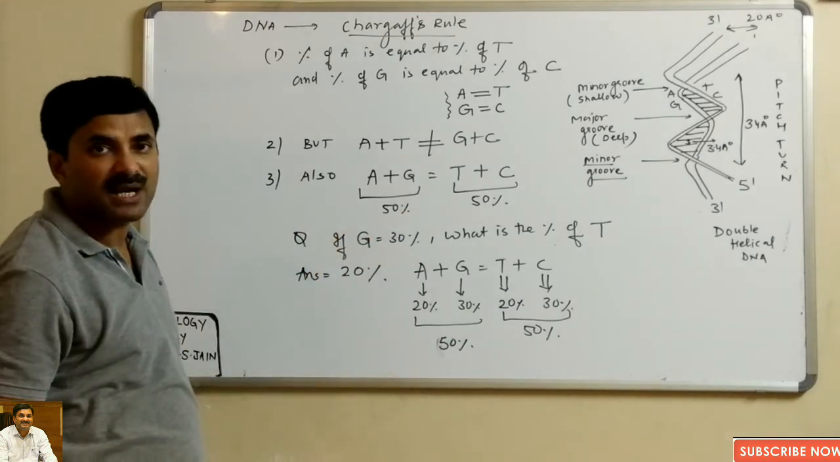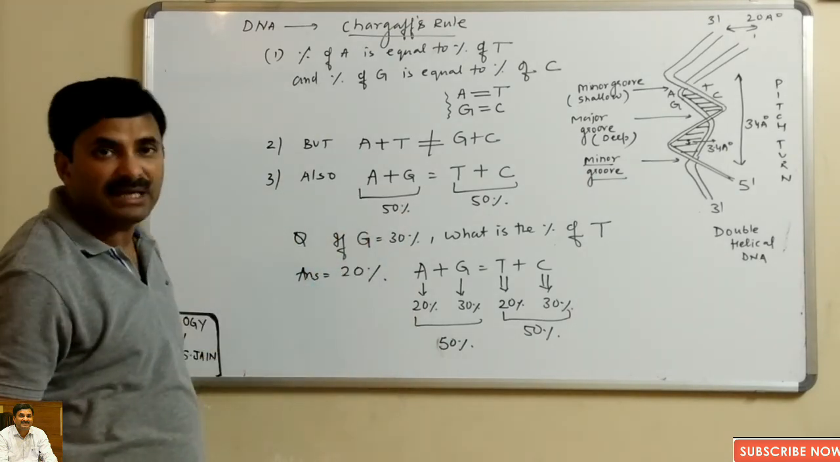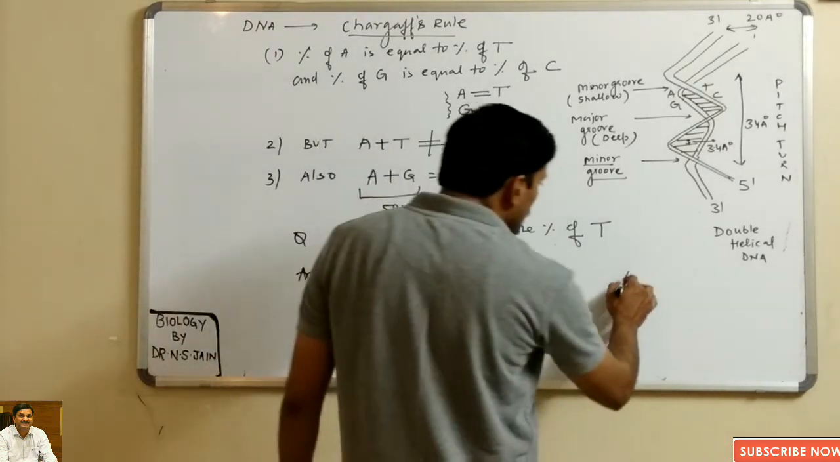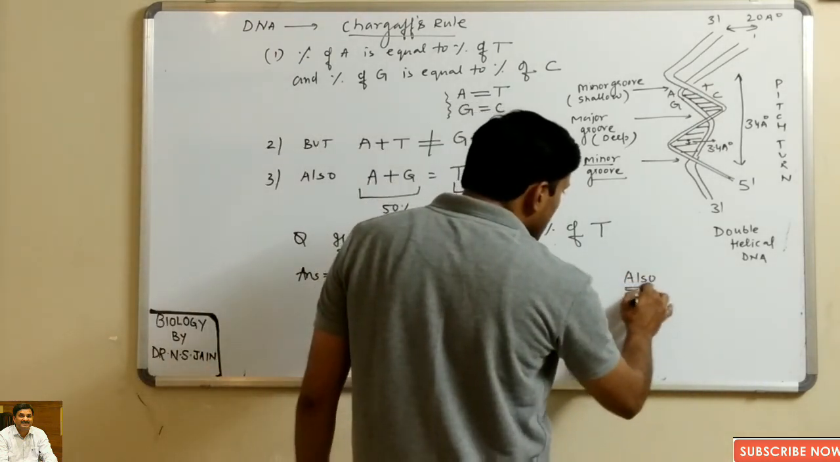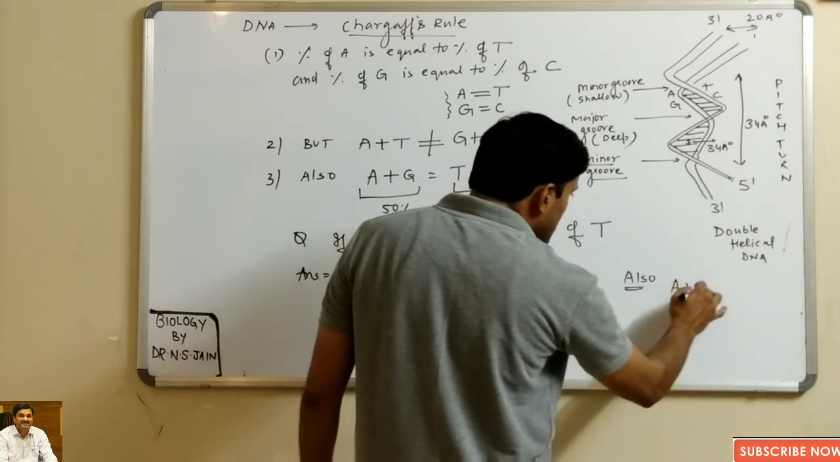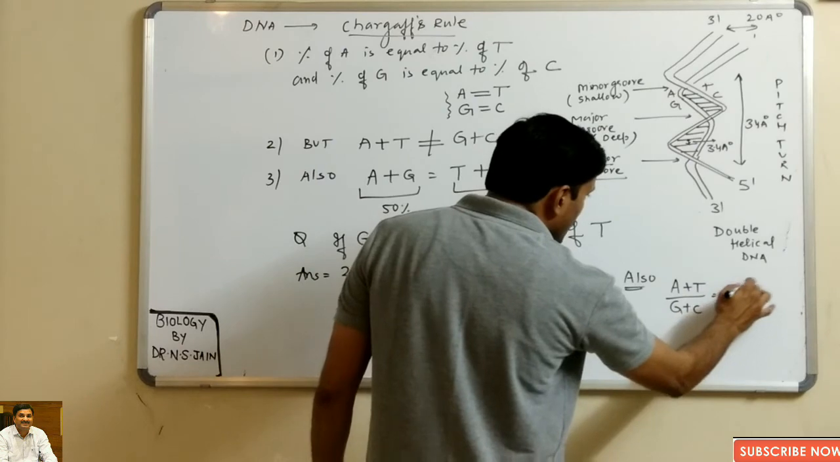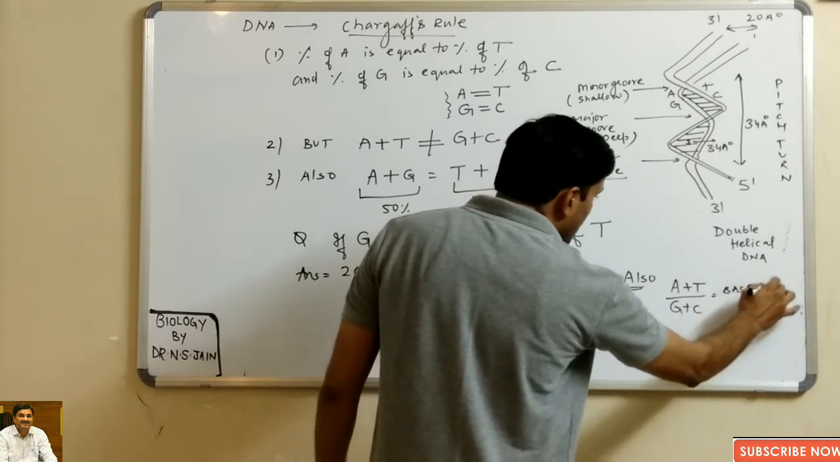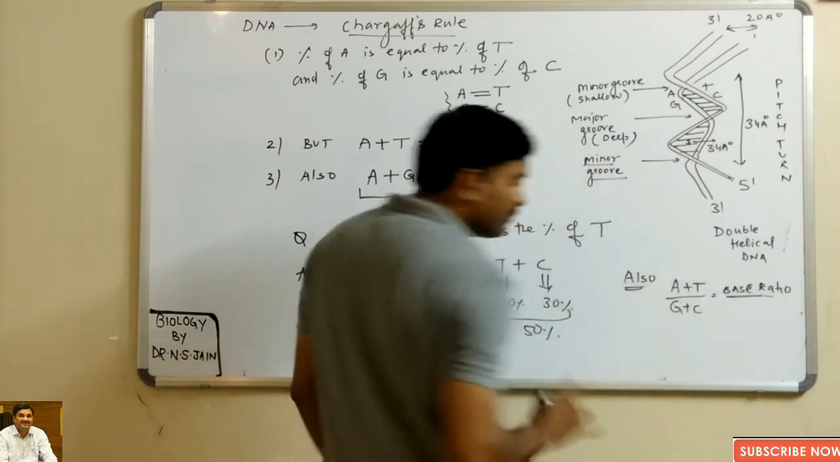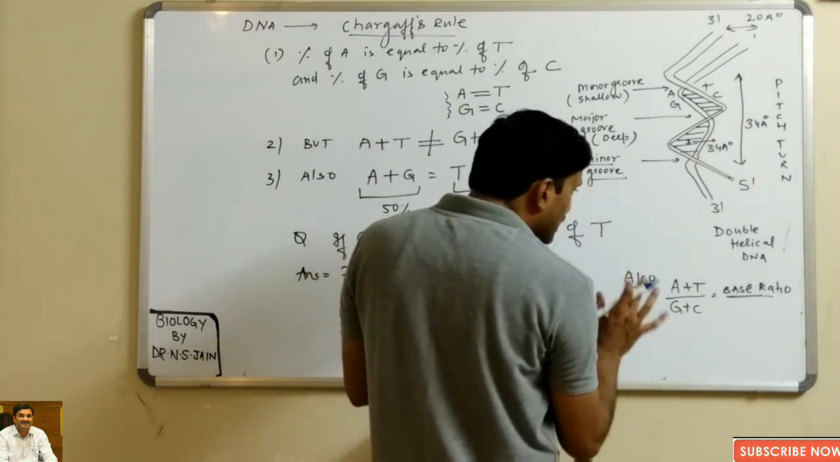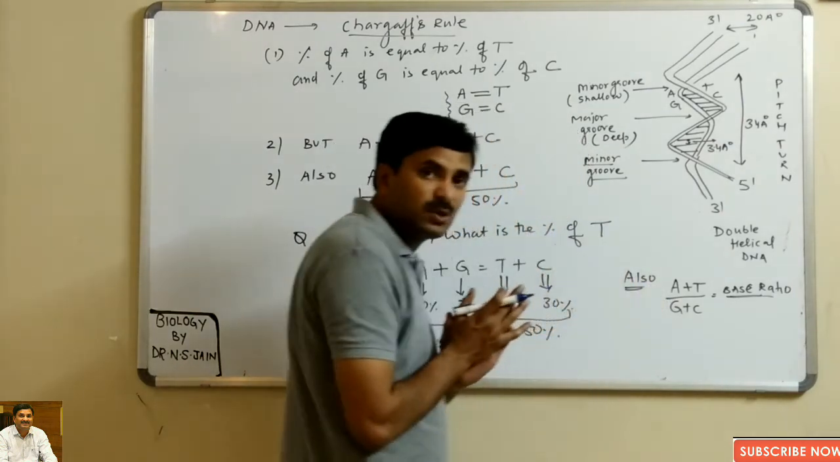These types of questions are asked many times in medical entrance examinations, so you must know this thing. Also, you must remember that Chargaff's rule says A plus T upon G plus C is equal to the base ratio. Always remember this. A plus T upon G plus C is equal to what?